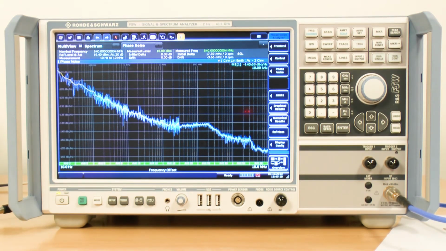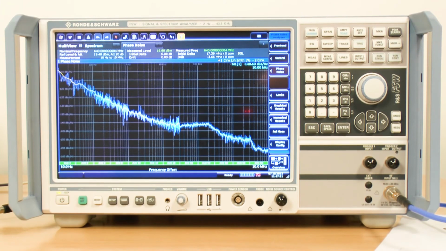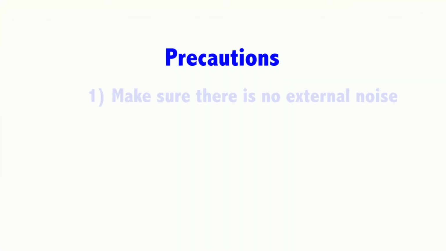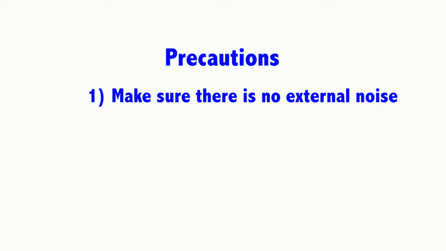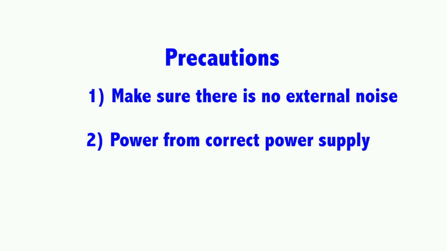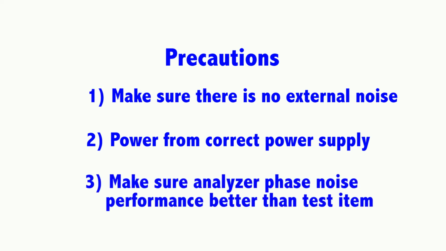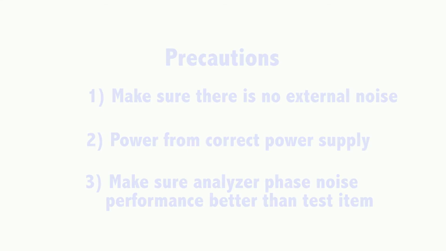When making phase noise measurements, the analyzer measures the noise sidebands, and these contain both phase noise and general amplitude noise. Normally the amplitude noise is very much less than the phase noise, so the measurement is valid. But make sure there are no other sources of noise around, otherwise the measurement could give erroneous results. Similarly, make sure that the item under test is powered by its correct power supply, or an equivalent one, so that the proper levels are measured. It's also necessary to make sure that the phase noise performance of the analyzer is better than the item under test, typically at least 10 dBs, otherwise the phase noise of the analyzer will affect the readings.